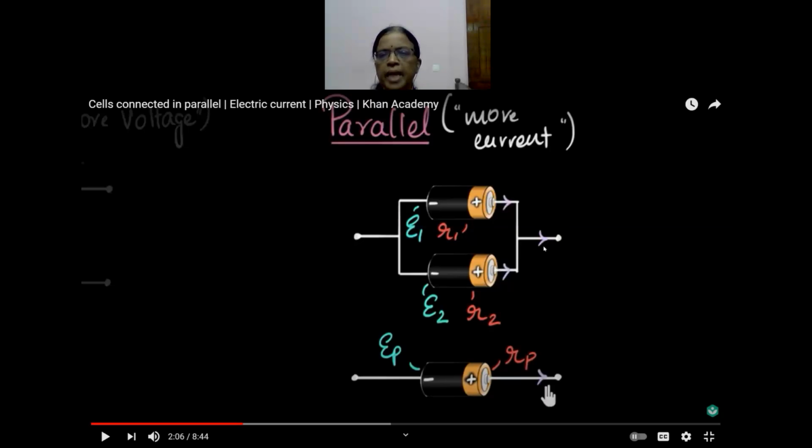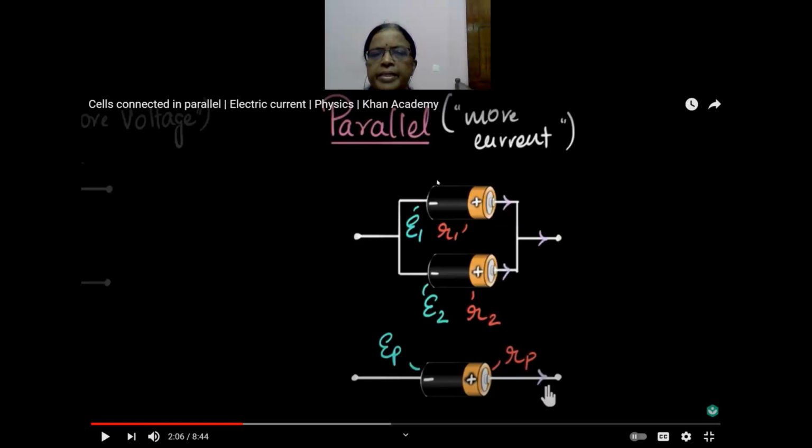So, how much current do we get here? This will send a current through this. We know in a parallel combination, what is constant, current or voltage? Voltage is constant. The potential difference between these 2 points will be the same. But the current coming from this battery is different. The current coming from this battery is different.